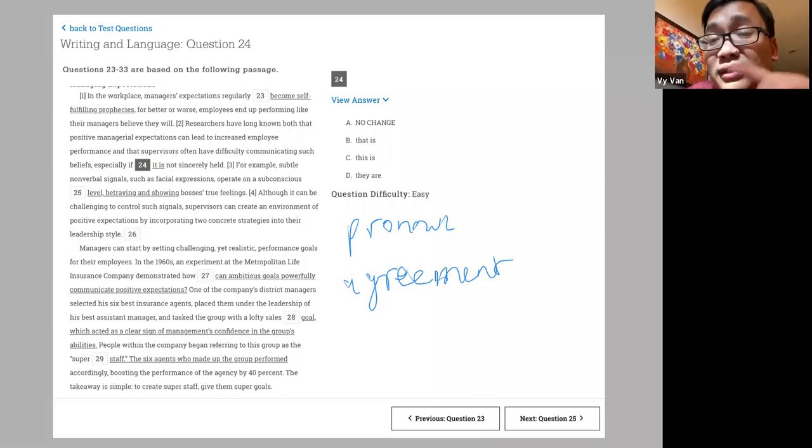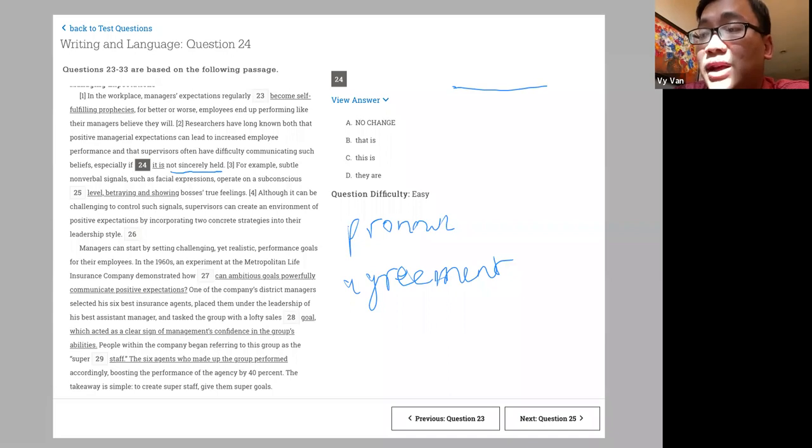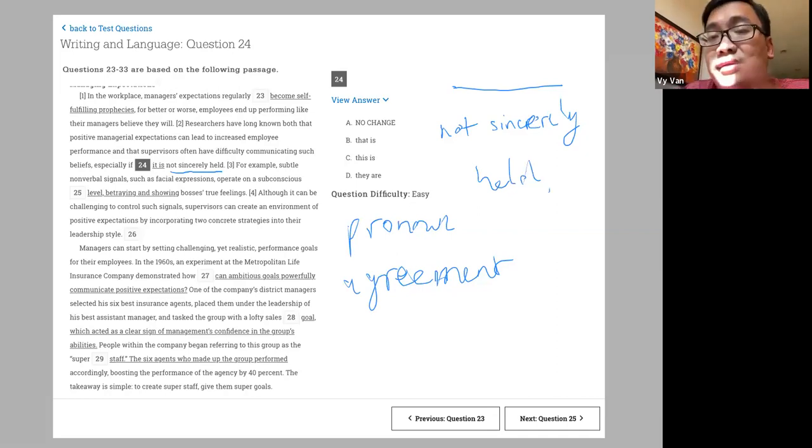So let me read this. Researchers have long known both that positive managerial expectations can lead to increased employee performance and that supervisors often have difficulty communicating such beliefs, especially if something not sincerely held. So the way you do this is you want to place in the word itself, something not sincerely held. Sincerely held. So what were not held? Very sure it's the beliefs.